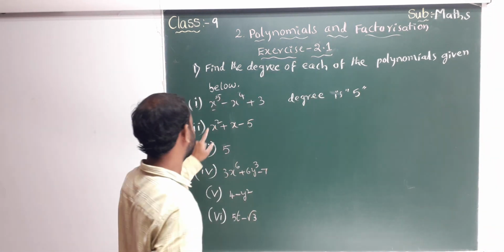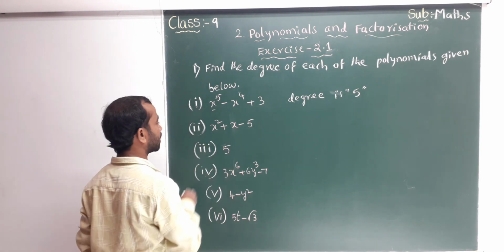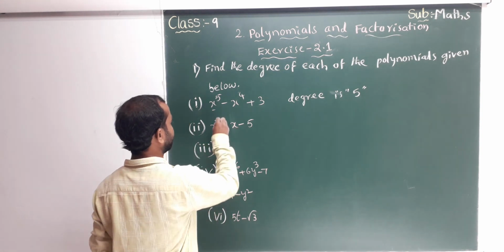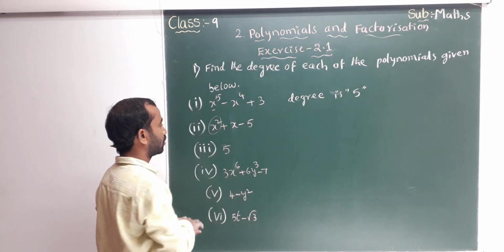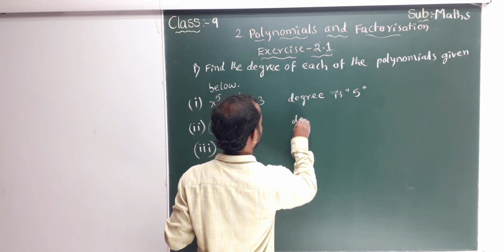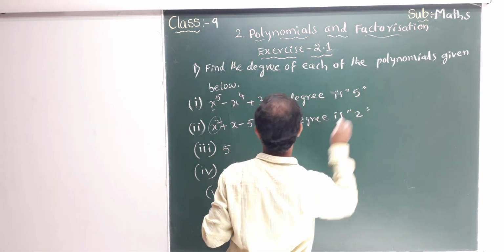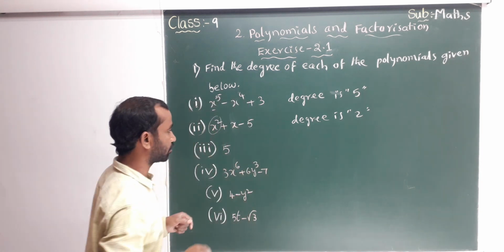Next, x square plus x minus 5. Here 3 terms are there. So the highest power is called the degree of the polynomial. The degree is 2.